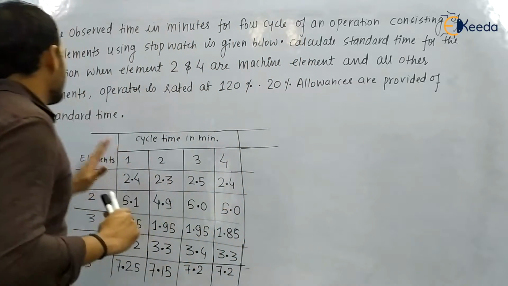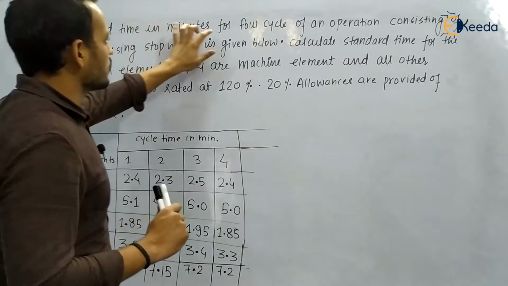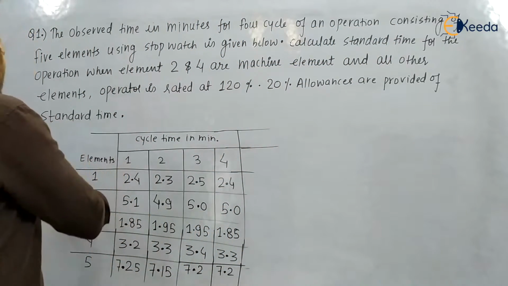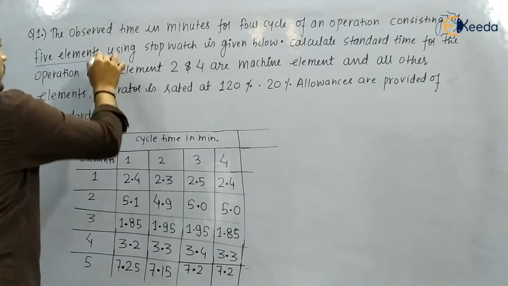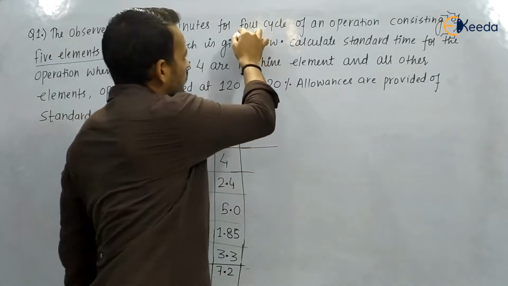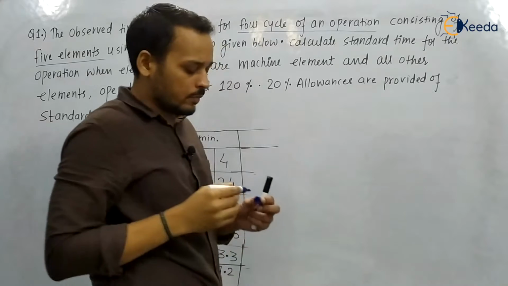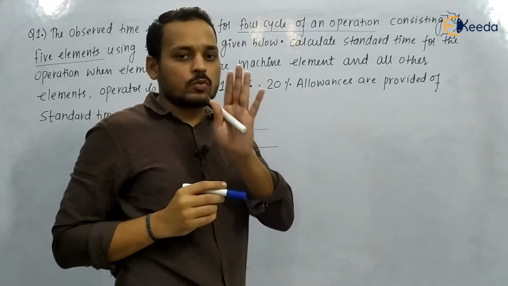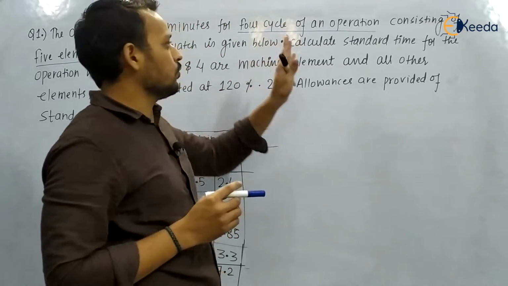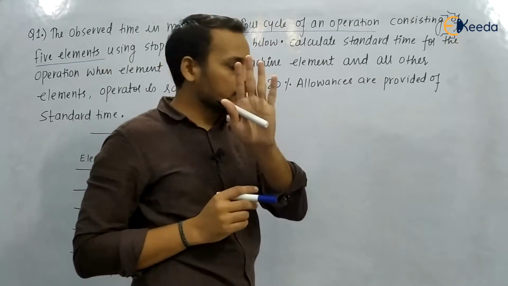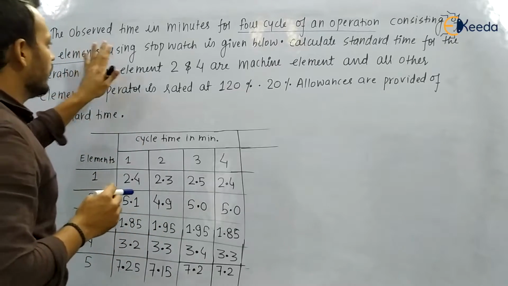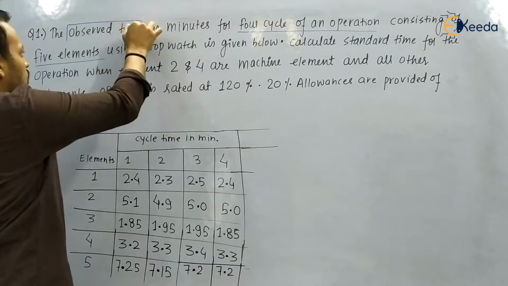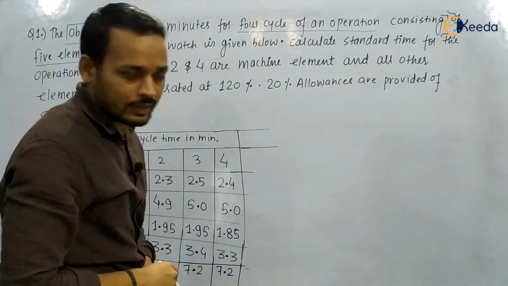The question says that the observed time in minutes for 4 cycles of an operation consisting of 5 elements is given. So we have 4 cycles of operation. Suppose that we are going to make a product. Making that product consists of 4 cycles of operation, and these cycles consist of 5 elements. They have given the observed time of those elements.